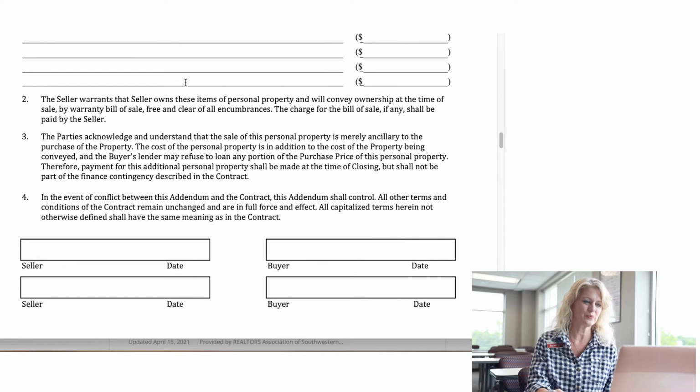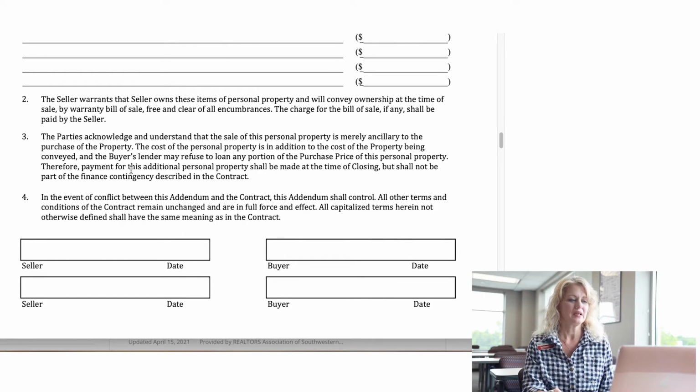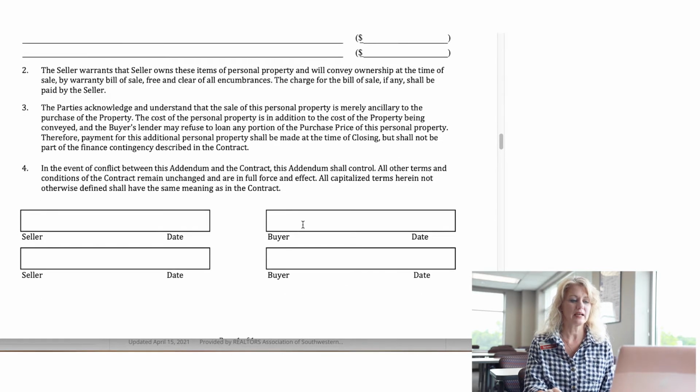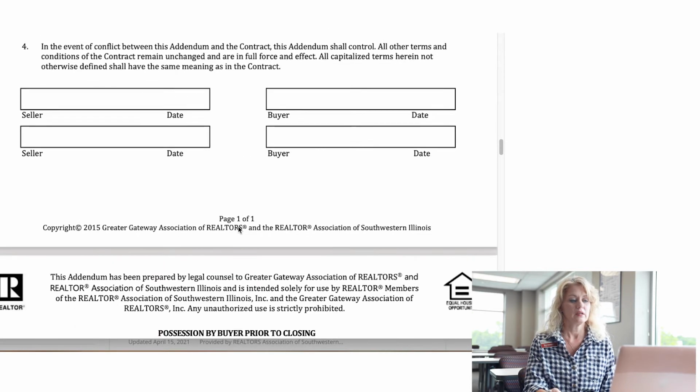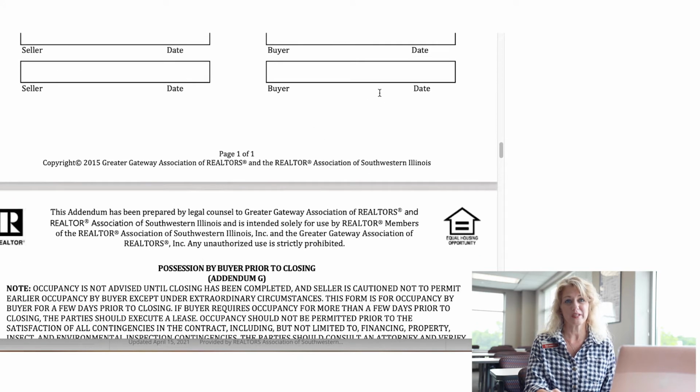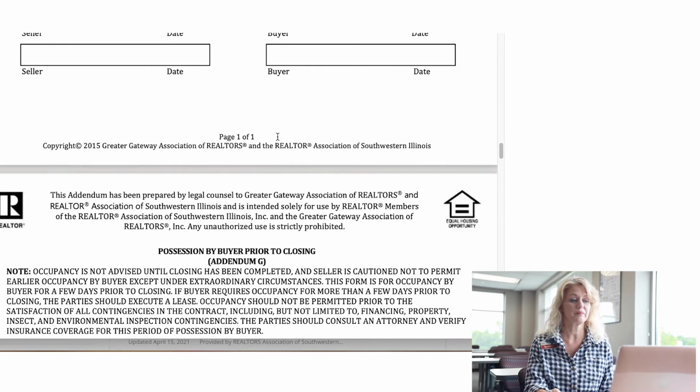But this is where you would list that personal property. Buyer and seller would sign if seller's in agreement, or sometimes this is a term that the seller would counter offer on. But you definitely want to remember to include that personal property addenda with any offer that you present that does involve personal property.